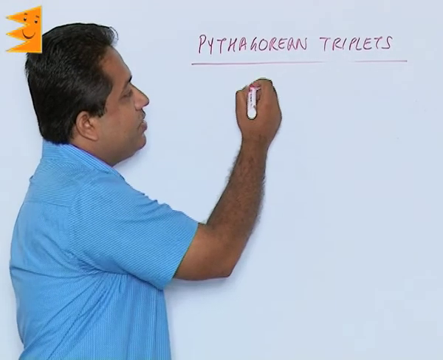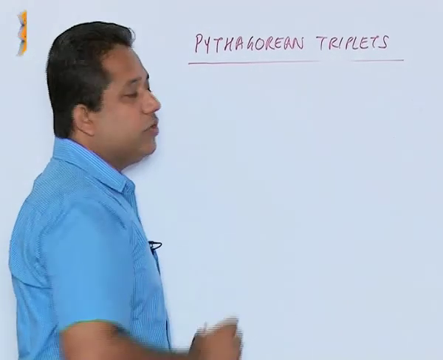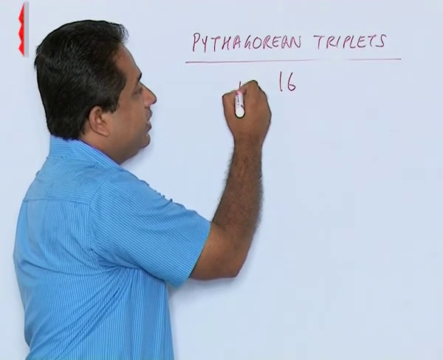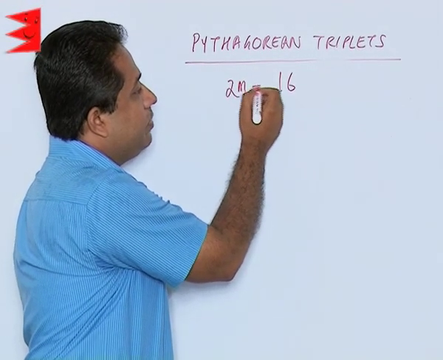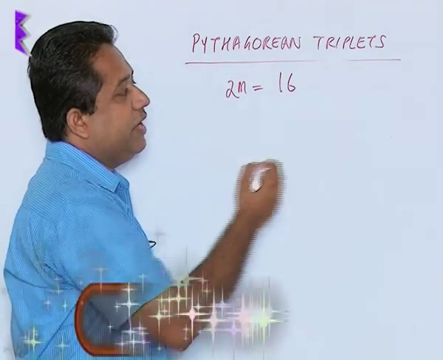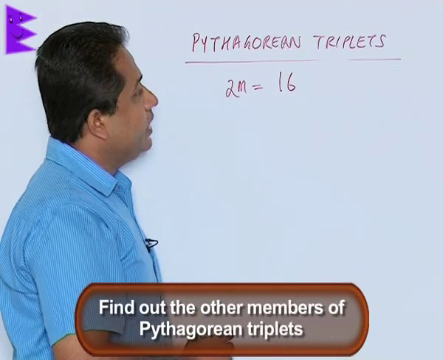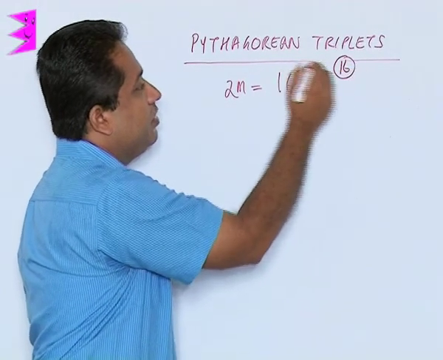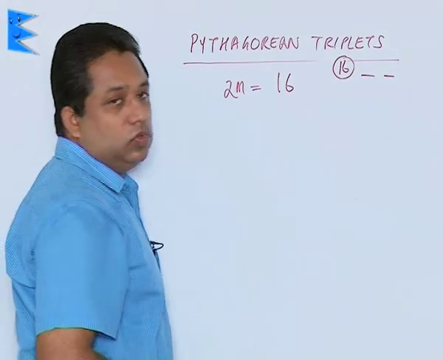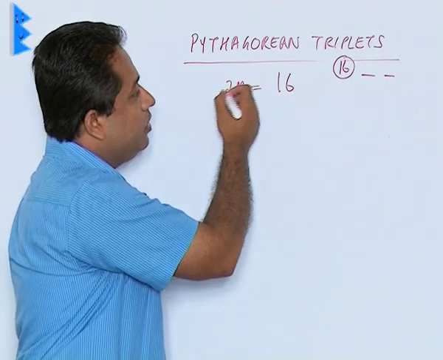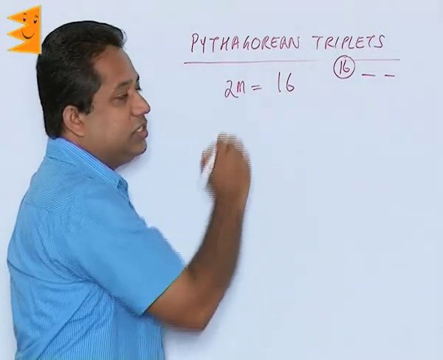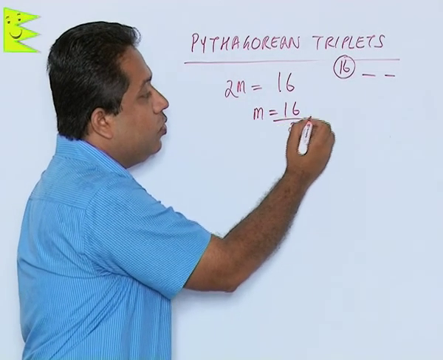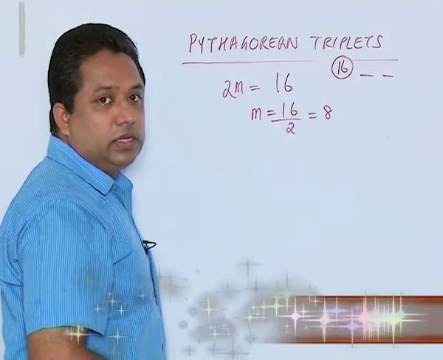Let us consider a question where one of the members of the Pythagorean triplet is given as 16. So, we can say the value of 2m is 16. We have to find out the other members of the Pythagorean triplets. So, 16 is one number which is given to us. We have to find out the other two. At the moment, we are using this formula 2m is 16 to find out the value of m. So, m becomes 16 upon 2. So, the value of m is 8.